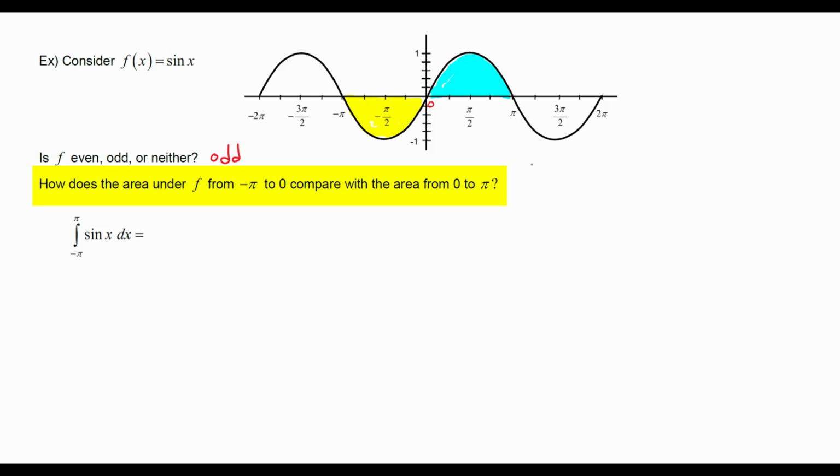It's exactly the same amount because it's an odd function. So how does the area of f from negative pi to 0 compare with the area from 0 to pi? They are opposite. So therefore, what would the integral from negative pi to pi of sine x dx be? No brainer. I'm not going to evaluate at all. Knowing that sine is an odd function, I'm just going to say it is 0 since f is odd. And that's all you have to say for odd functions.